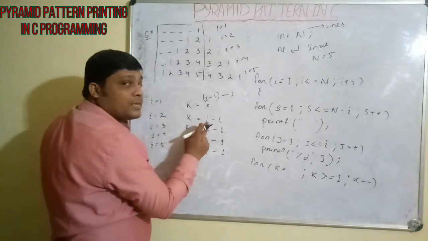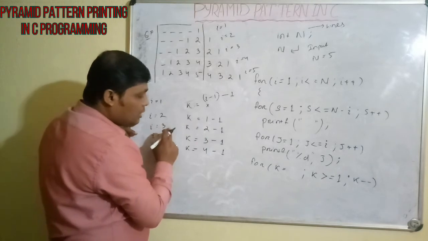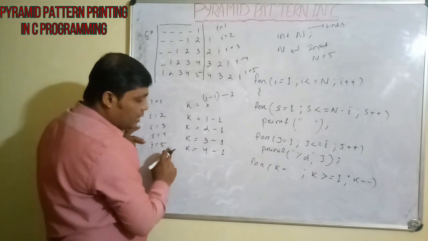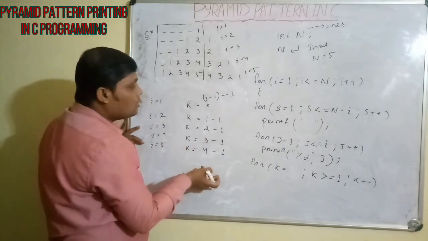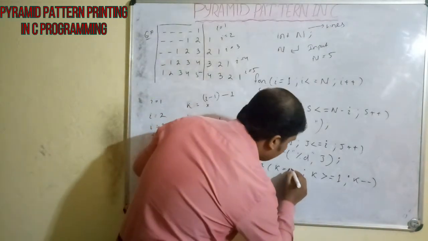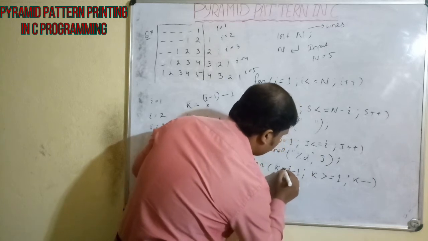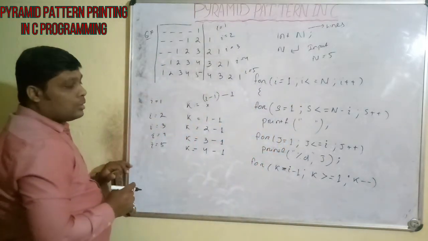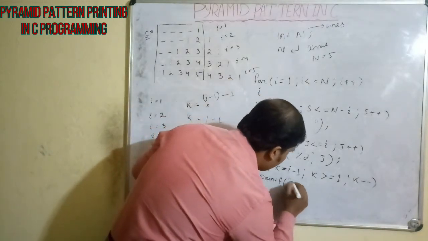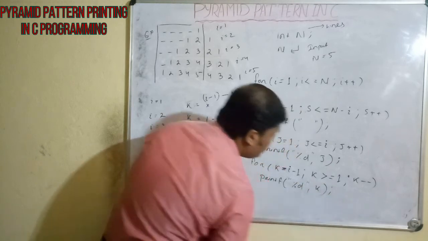Because when I value is 2, K starts from 2 minus 1, that is 1. When I value is 3, K starts from 3 minus 1, that is 2. When I equal to 5, it is 5 minus 1. So K starts from I minus 1. Very simple. Then what is it printing? K value. Printf percentile D, then it is printing K value. Very simple.